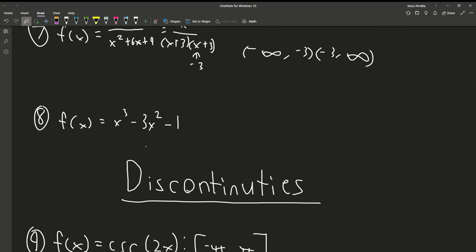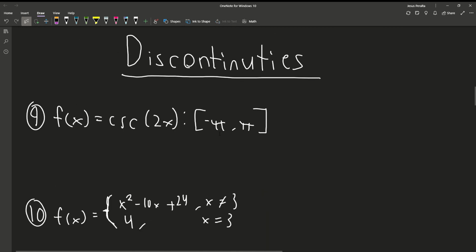x to the power of 3. So this is just negative infinity to infinity. Any polynomial like this one right here is just continuous. Okay, so these trig ones are a bit tricky, but basically, when is there a discontinuity?